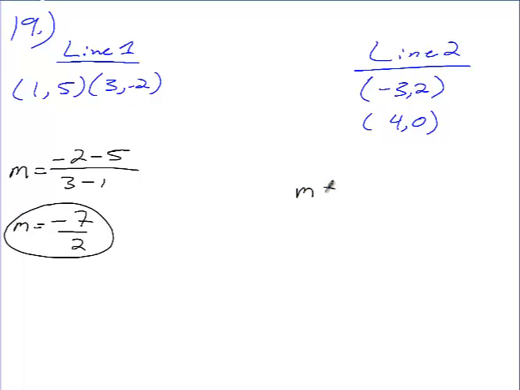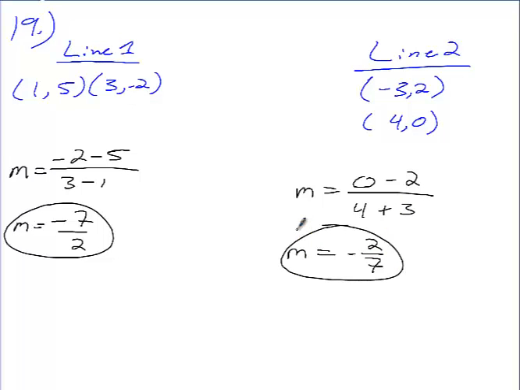Over here, 0 minus 2, all over 4 minus a negative is going to go positive. So I get negative 2 over 7. Everybody okay with that? So now that I have my two slopes, are they exactly the same? So I'm asking you, are these lines parallel? Is negative 7 halves identical to negative 2 sevenths? No. In order for two fractions to be equal, the tops have to be the same and the bottoms have to be the same. Is 7 the same thing as 2? No. So these are not exactly the same, right? Are they opposite?